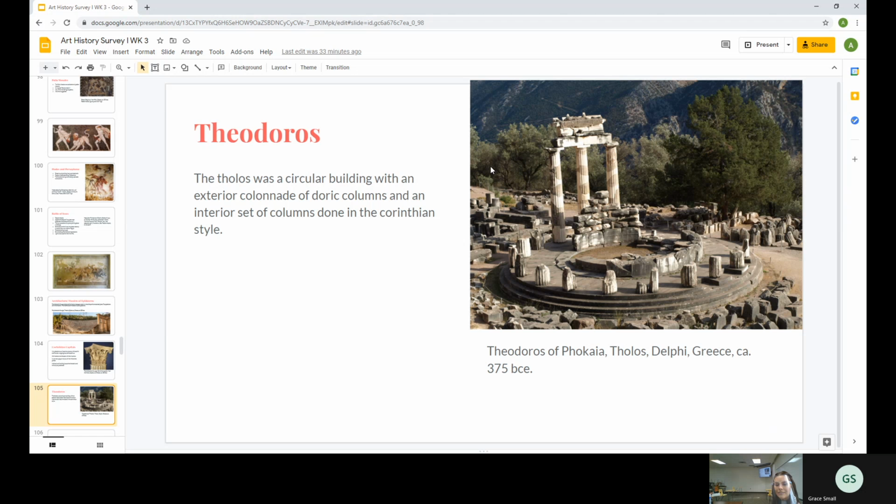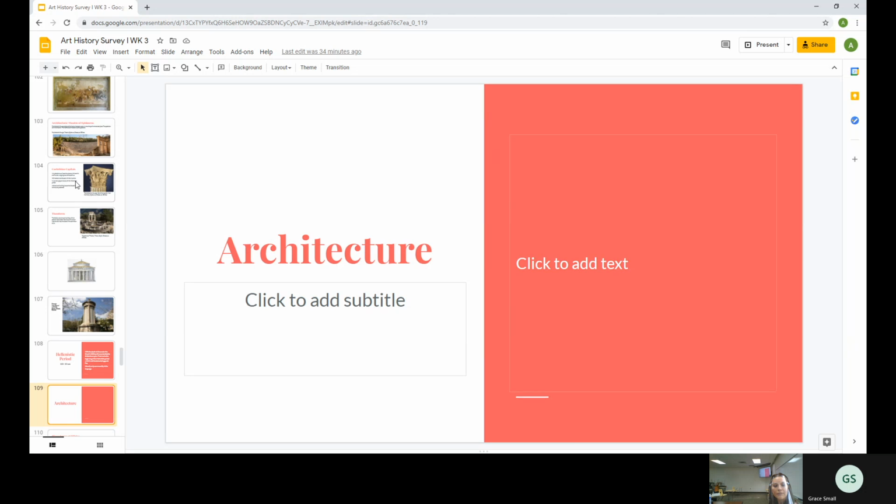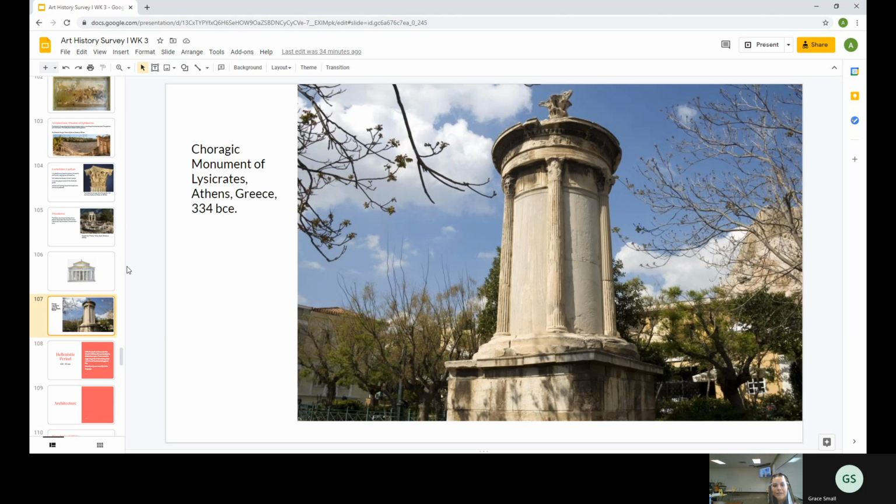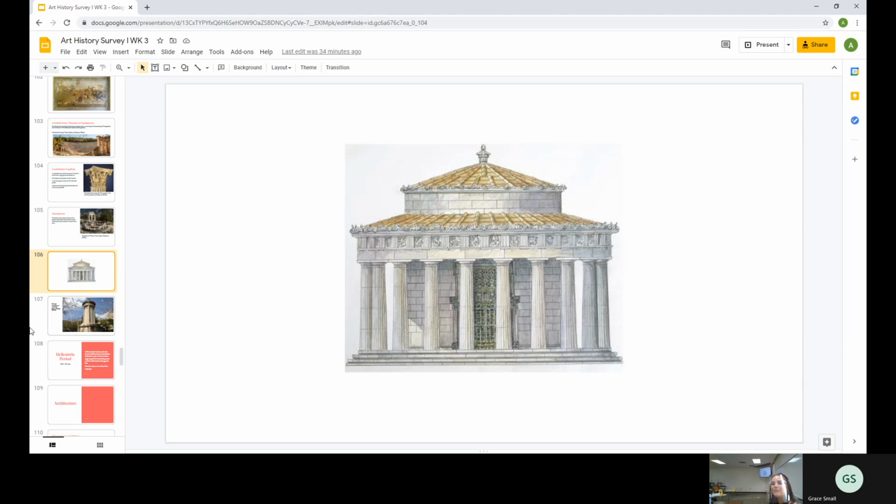Theodorus is the first example in art history of a tholos. A tholos is a round building. Tholuses were first used for temples. So instead of sticking with the rectangular temple plan, towards the end of the classical period and the beginning of the Hellenistic, they experiment with different shapes, this one being round. This is the tholos at Delphi, which did use Doric columns, not Corinthian. This is what it used to look like, not what it looks like now.